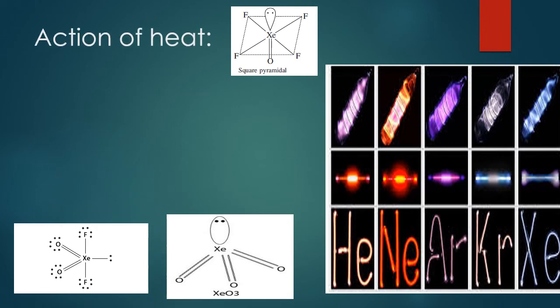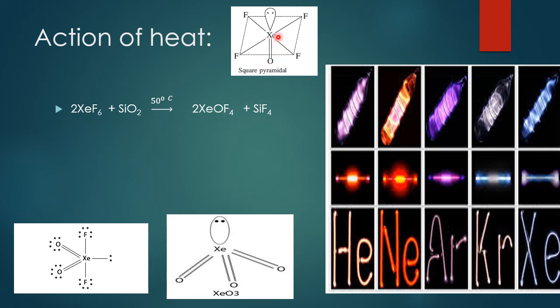Next, the action of heat. The xenon hexafluoride formed is heated in a quartz vessel. Quartz is silica. So when XeF6 is heated at a temperature of 50 degrees Celsius with the silica, the product obtained is xenon oxytetrafluoride. The shape of xenon oxytetrafluoride is said to be square pyramidal.